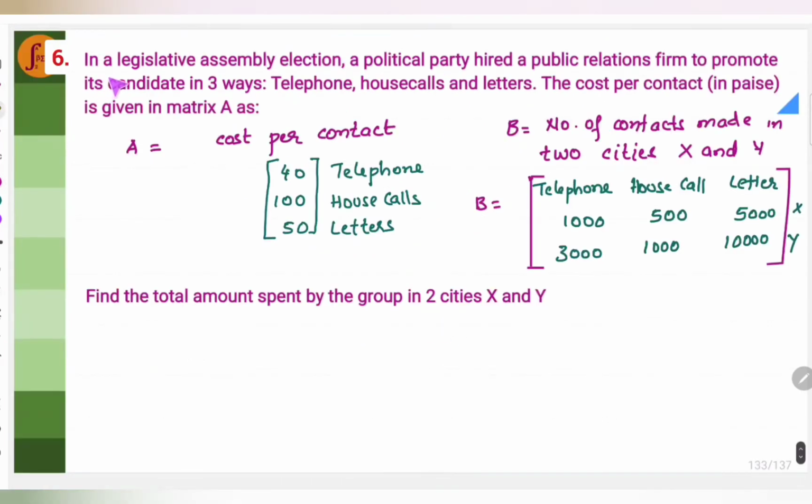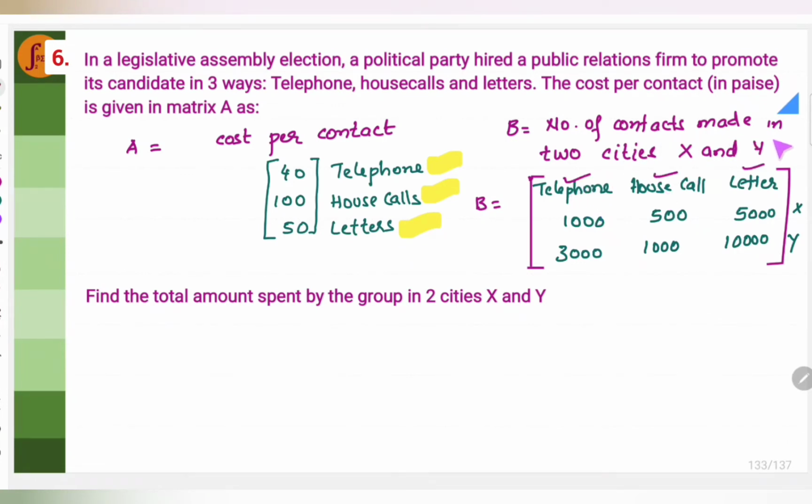So let's take another example. In a legislative assembly election, a political party hired a public relations firm to promote its candidate in 3 ways: telephone, house calls, and letters. The cost per contact in paise is given in a matrix. Matrix A is the cost per contact. So you have 3 ways of communication: telephone, house calls, and letters. And there is another matrix B, which gives the number of contacts made in two cities using these modes of communication.